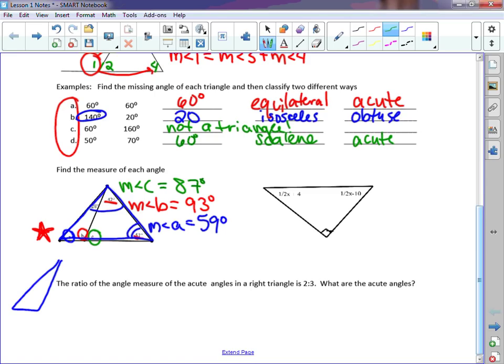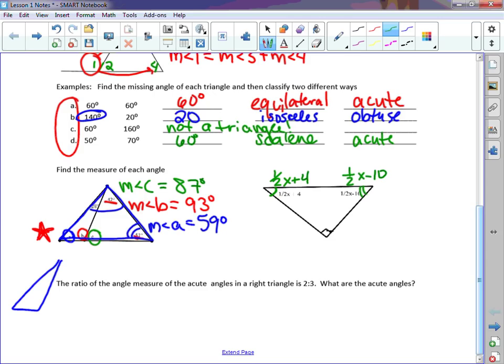It says, again, find the measure of each angle, and we've got 1/2 x plus 4. Rewrite that here. This is my expression for this angle. And then we have 1/2 x minus 10. Are these angles the same? No, I do not have any information that tells me they're the same. That's a common mistake I see. What does this notation mean? Yeah, 90 degrees. So this is a right triangle.